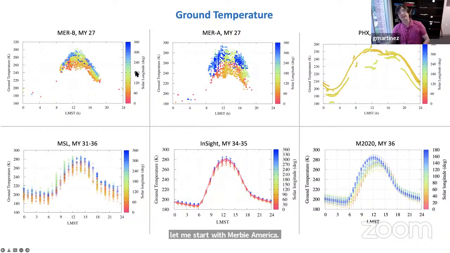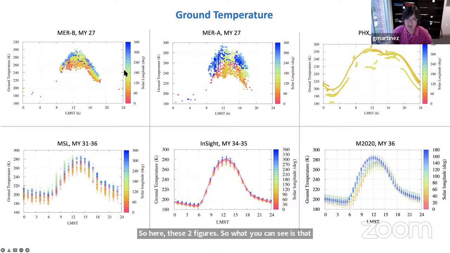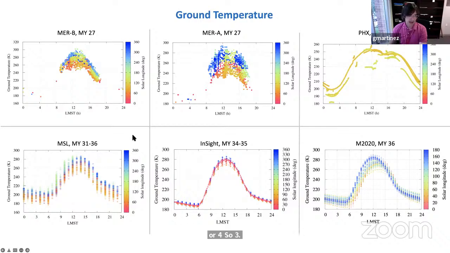What you can see is that this provided the first measurements of ground temperature, but the nighttime period was badly covered. There were only a few instances when ground temperature was measured by MER-B and MER-A. Then the Phoenix mission, here on the right, provided the first diurnal coverage of ground temperature, but only for a few sols. I think it was 3 or 4 sols, if I remember. So now we've gone better.